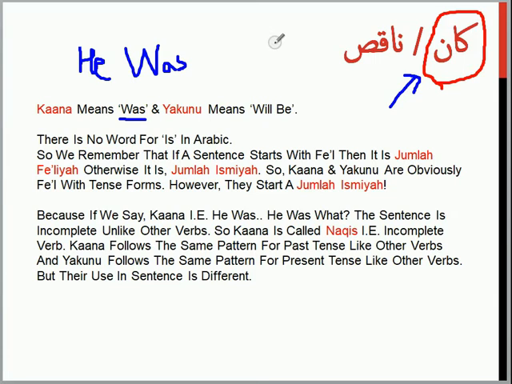And yakunu, which is the present tense of it, would be he will be. The he is missing in both meanings, please note that, even though it's given over here and in that table. But okay. So Kaana means he was. Now there's no word for is in Arabic. Take a good note of that.